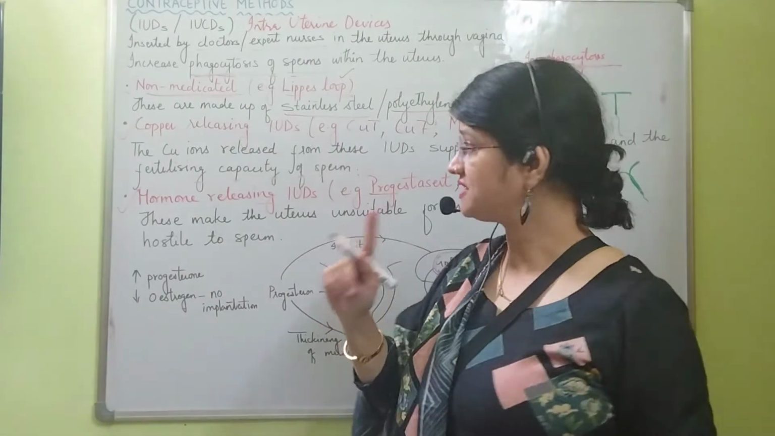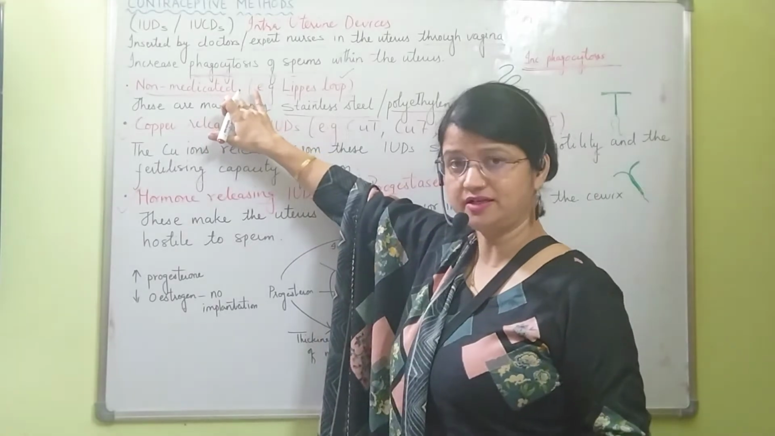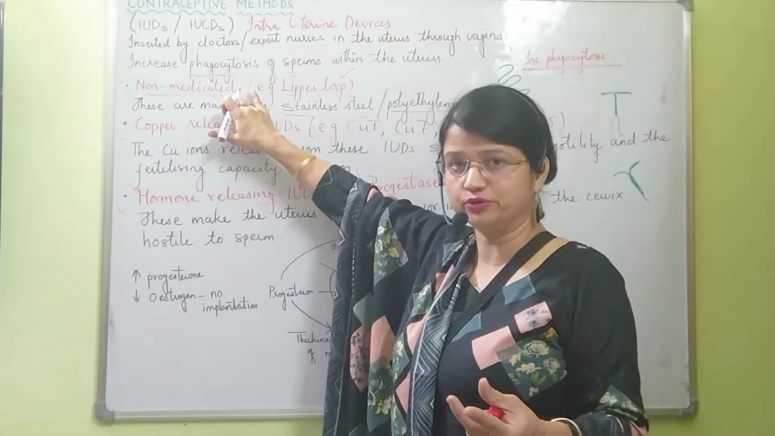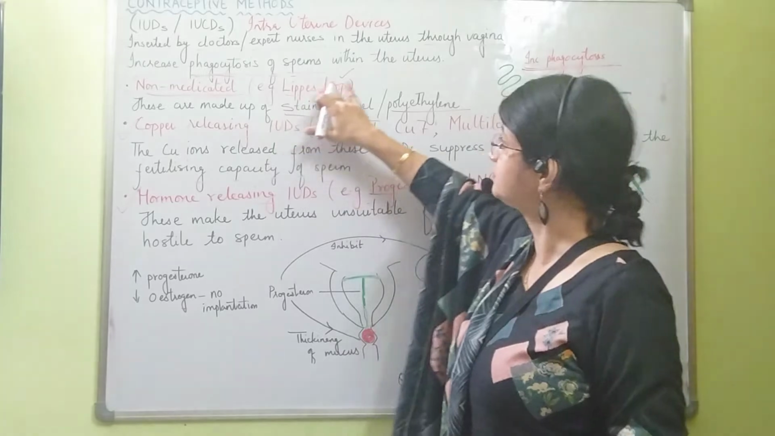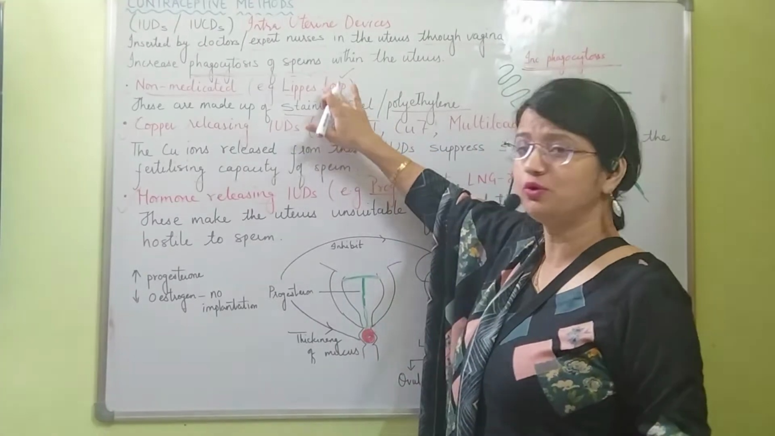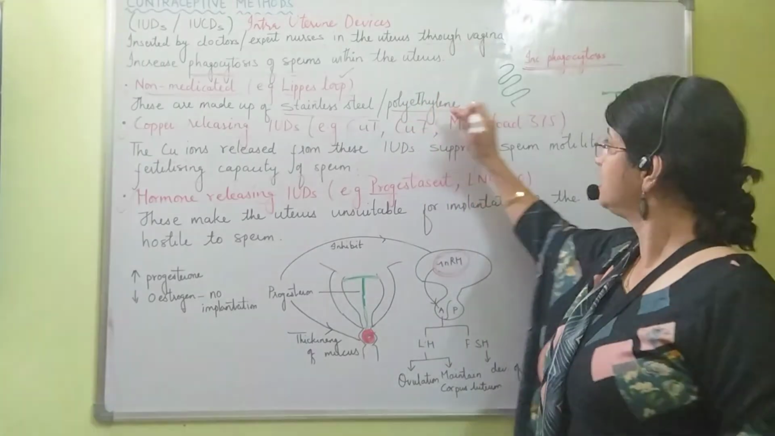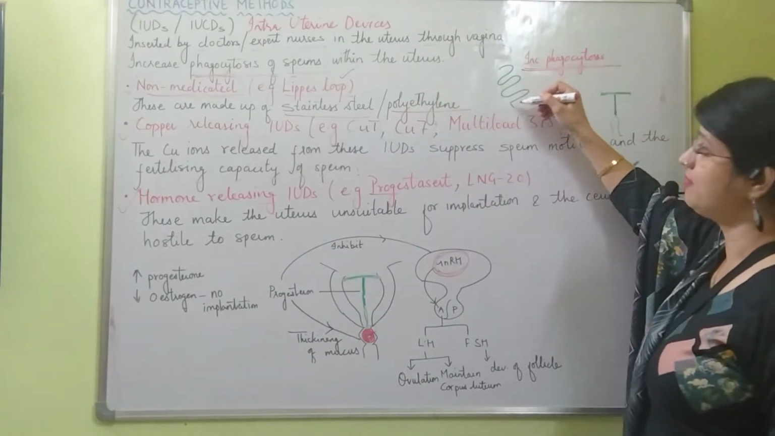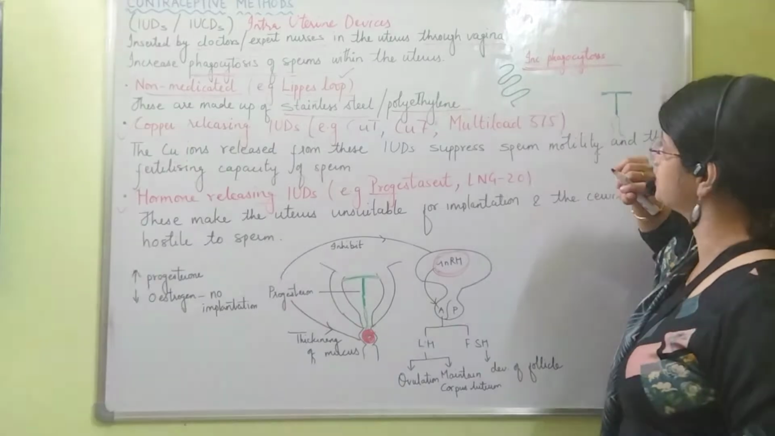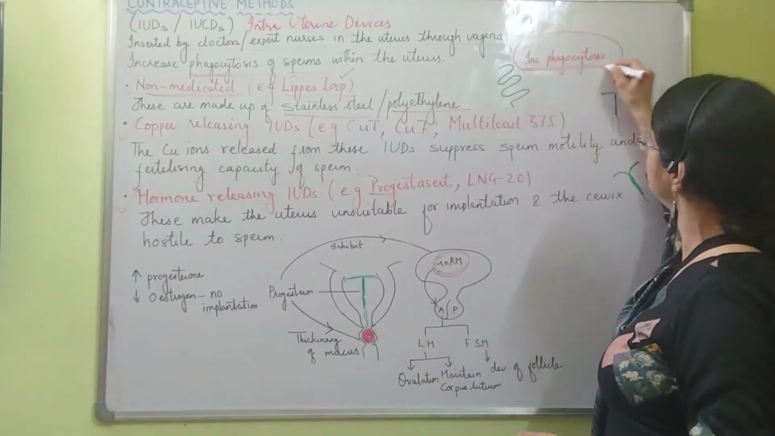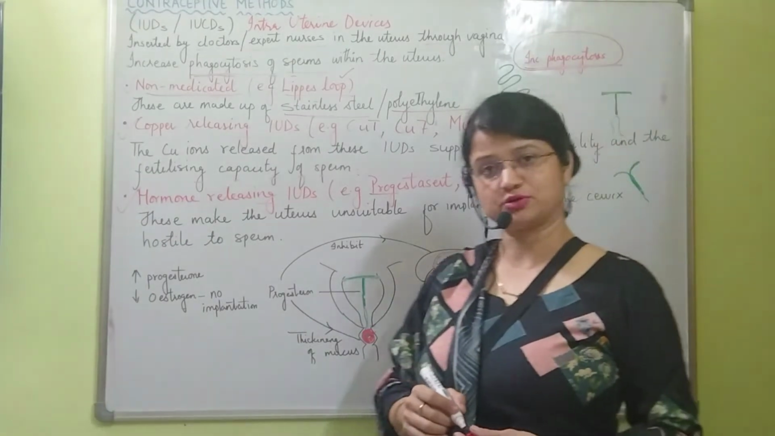Clear? So the first category is non-medicated, which does not release any hormone or copper ions. The example is Lippes loop. They are made up of stainless steel or polyethylene. This is the diagram of a non-medicated IUCD, and what they do is increase the phagocytosis.